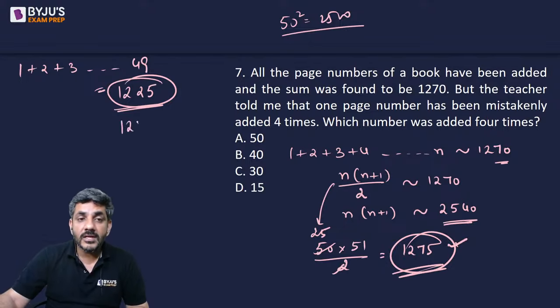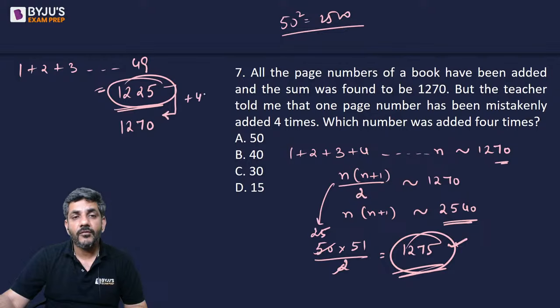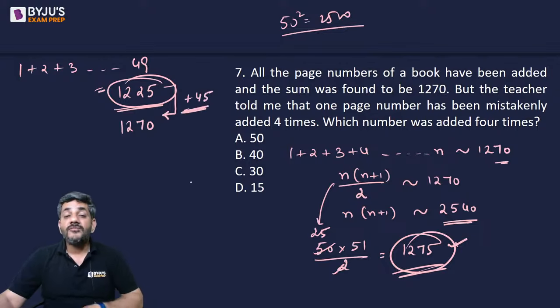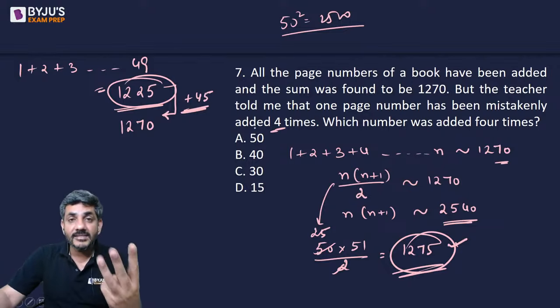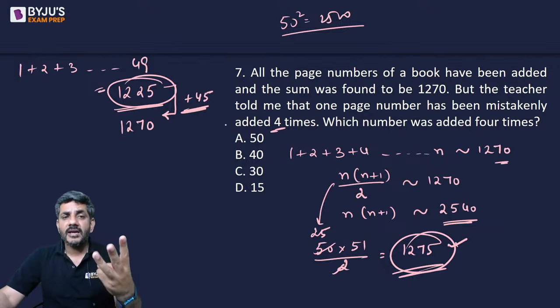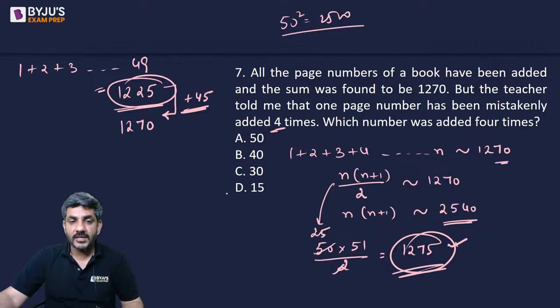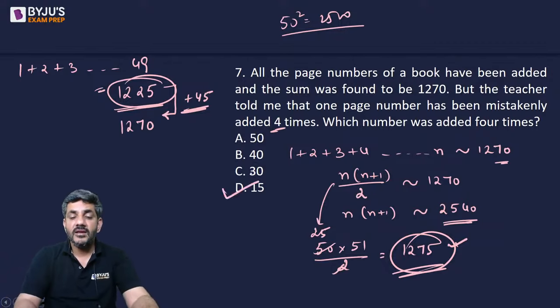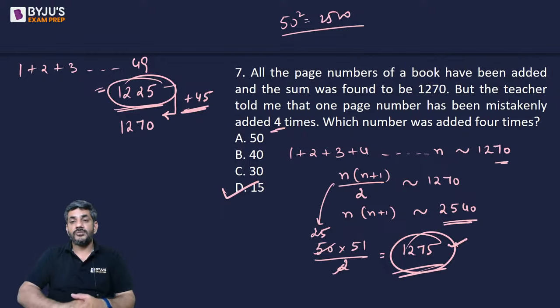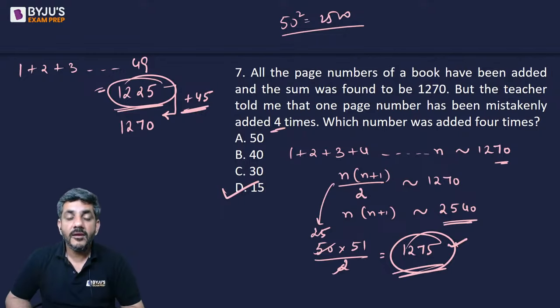I have got the sum as 1270. कितना extra आ गया है ये? It is 45 extra. Why is it 45 extra? A number was added 4 times, that means it was added thrice extra. 3 बार extra add करा, 45 आया तो number क्या था? It was 15. 45 by 3, and that gives me the correct answer as option D, which has been answered rightly by Music Core, which is option D.